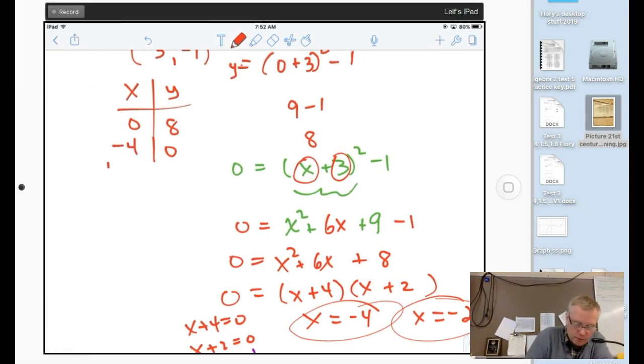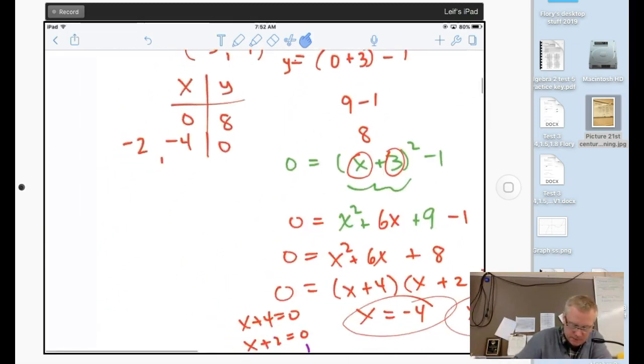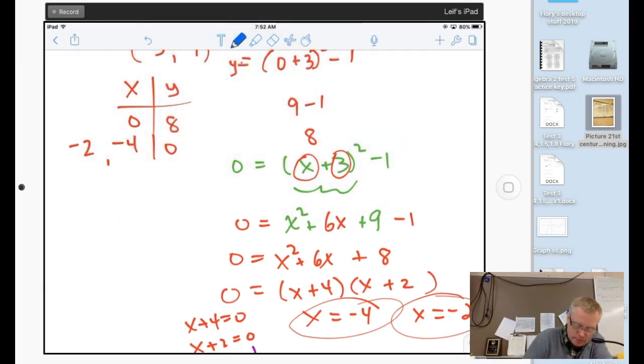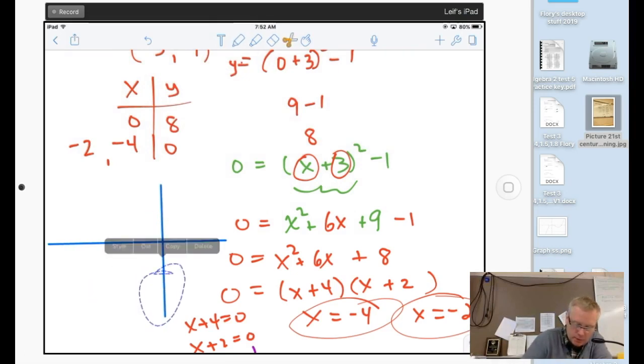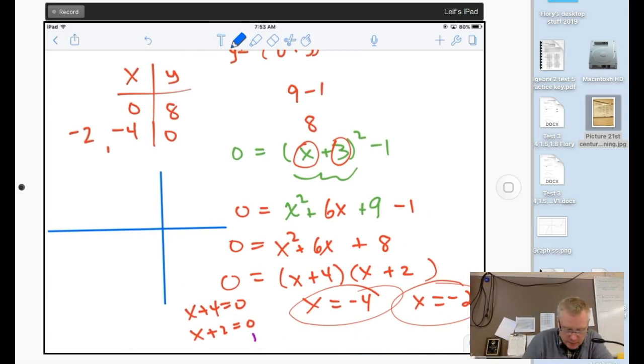Negative 4, negative 2. Let me do a quick graph over here, in blue. This doesn't have to be a great graph, nor will it be. x-axis over a little bit. My vertex we said was (-3, -1), which we'll say is here, and then it's going to cross the x-axis at -2 and -4.